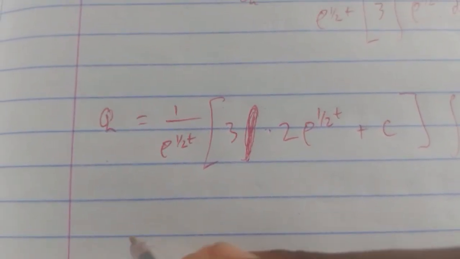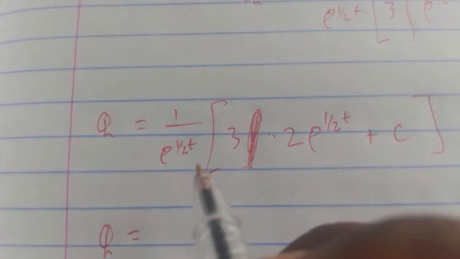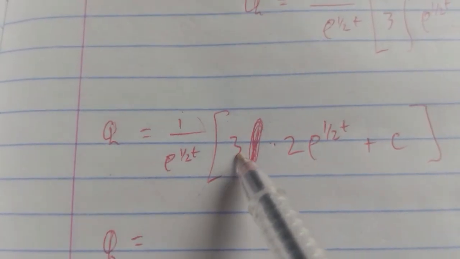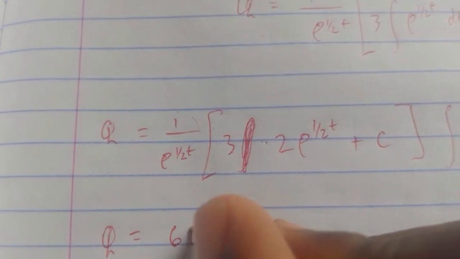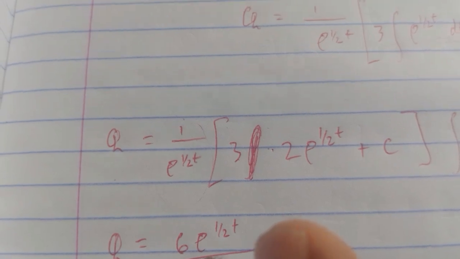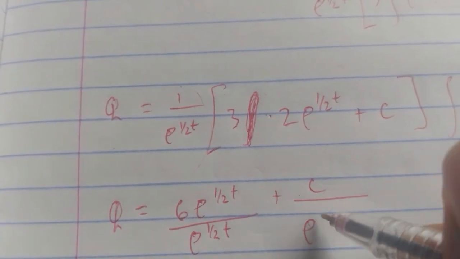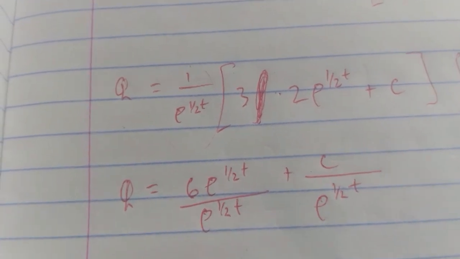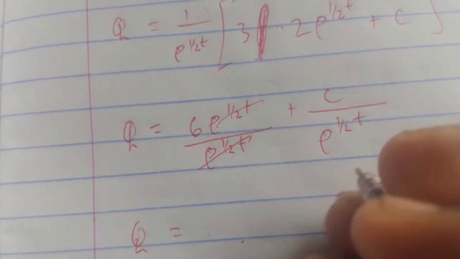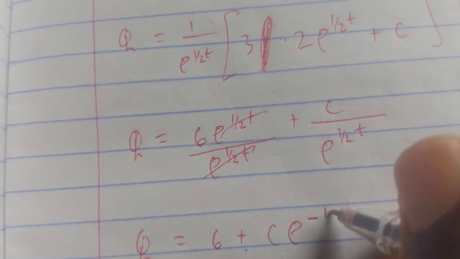Q now is equal to, let's multiply both sides with 1 all over this. So 3 times 2 here is 6, so we have 6 e to the power of 1 all over 2t all over exponential 1 all over 2t, plus c all over exponential 1 all over 2t. So here we go. We now know that our q is equal to 6 plus c exponential negative 1 all over 2t.